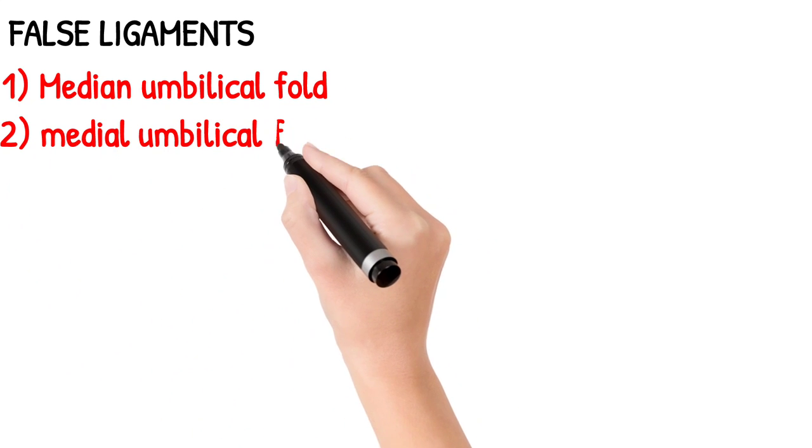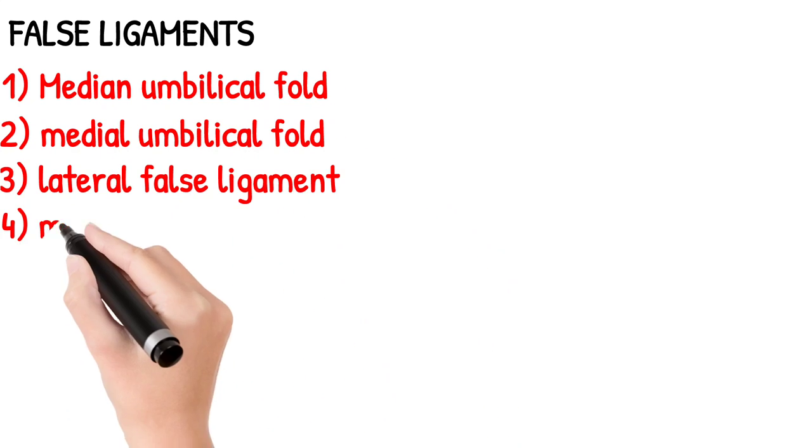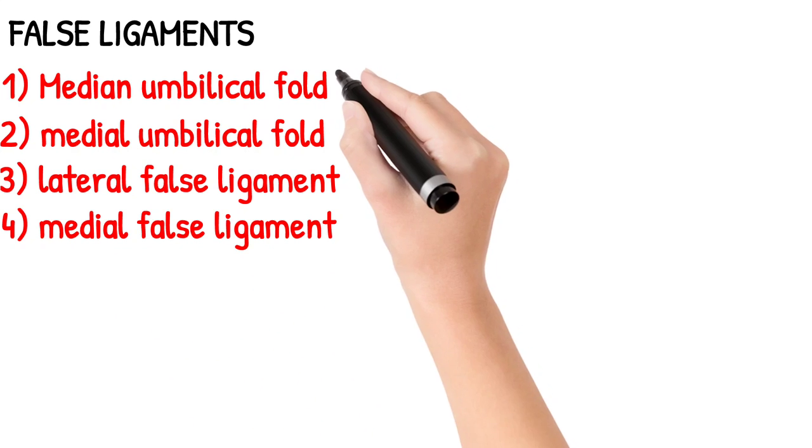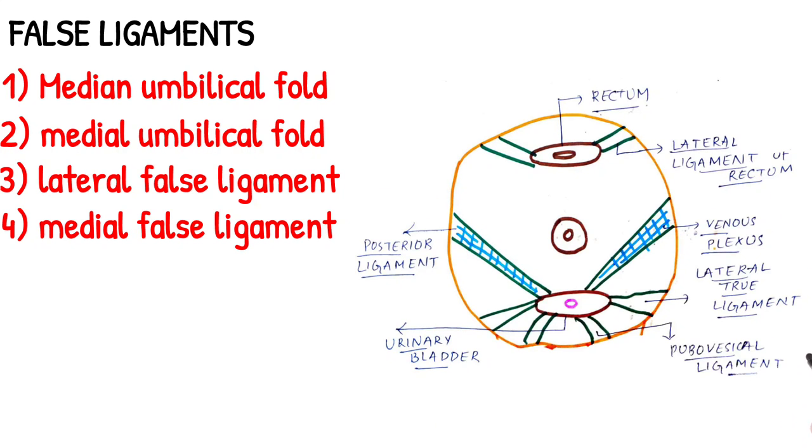The fifth one is the posterior ligament. This posterior ligament is a true ligament and it is attached to the following structures. The posterior ligament is present posteriorly, therefore it is attached to the base of the bladder, because the base of the bladder is also present posteriorly. Then it is attached to the pelvic wall, or wall of the pelvic cavity. You can see in the picture that it is attached to the base of the urinary bladder posteriorly, and then to the wall of the pelvic cavity.